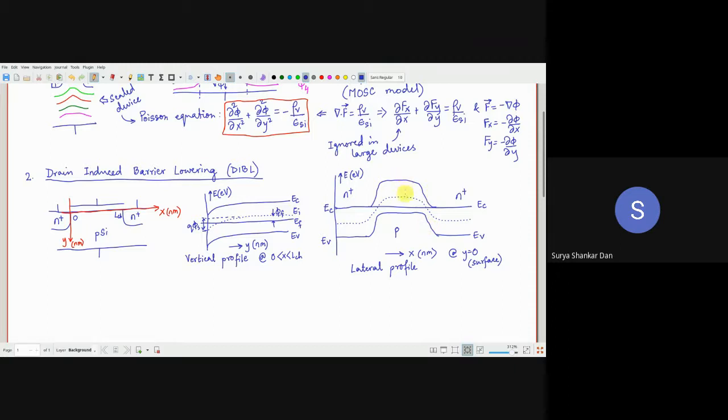Now, if it is a long channel device, what we understand is this distance is pretty high between the source and the drain regions. Now let us understand what is going to happen. So this is the source region and this is the drain. So this is the effective barrier which the carriers are going to see when they are trying to move from the source to the drain region, correct? Now, if you are applying a voltage here, plus VG, what happens?